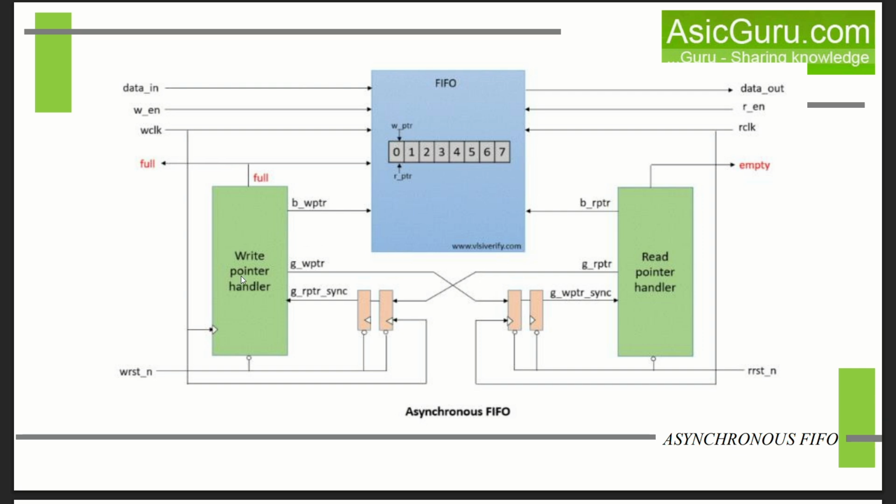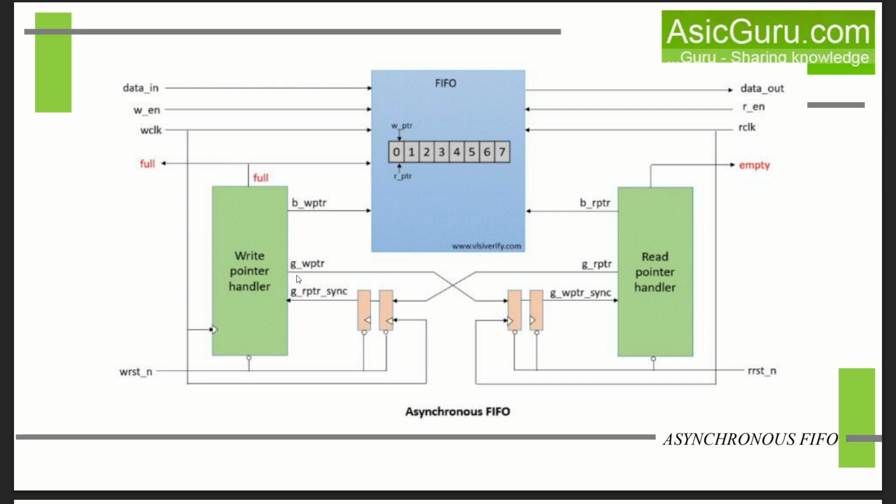Because it is passing from one clock domain to the next clock domain, we need to pass it through two flip-flop synchronizers to remove the metastability. Similarly, the gray read pointer is passed to the write pointer handler through two flip-flop synchronizers to remove the metastability.